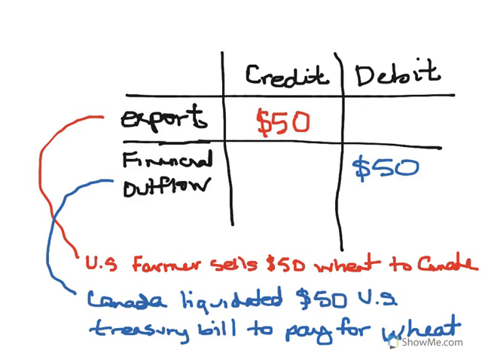At the same time, let's say that the way that the Canadian paid for that $50 of U.S. wheat is they liquidated a $50 U.S. Treasury bill, and so then that transaction would be recorded as a debit as the financial outflow of the funds to pay. So we won't be going into any double entry bookkeeping in the context of this chapter. I just want you to understand that that is the method that we use, and that every transaction is recorded that way, where there has to be a credit and debit in each of the different accounts that we're going to be discussing.